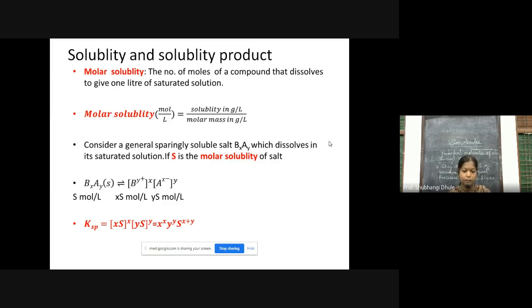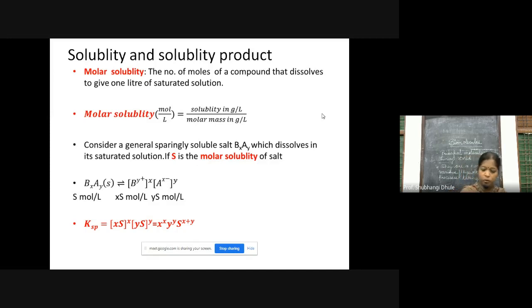If you apply the KSP expression in terms of the solubility, then KSP is equal to the concentration of the cation, xS, raised to power x, times the concentration of the anion, yS, raised to power y. So overall we can say KSP equals x raised to x, y raised to y, and S raised to x plus y. Getting this? x raised to x, y raised to y, and S raised to x plus y.